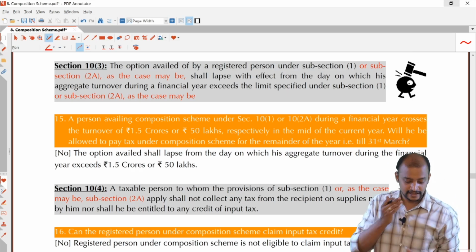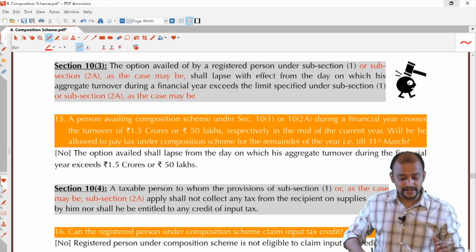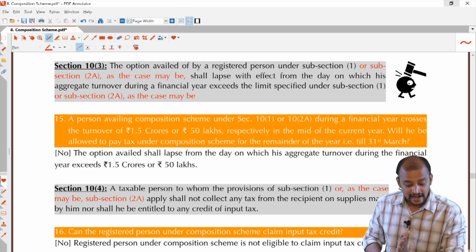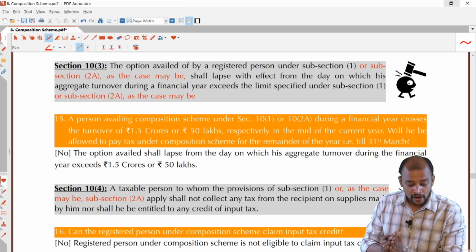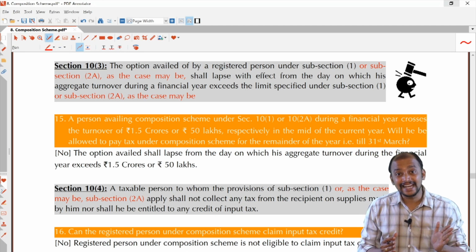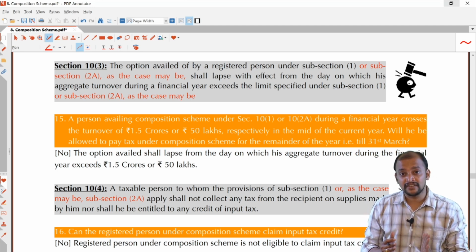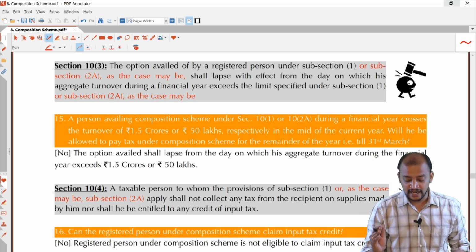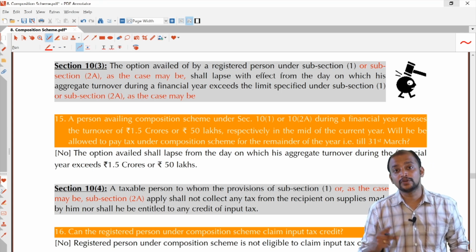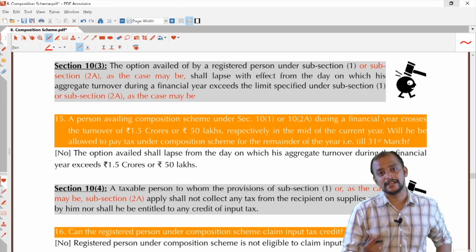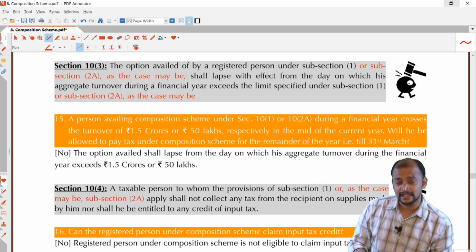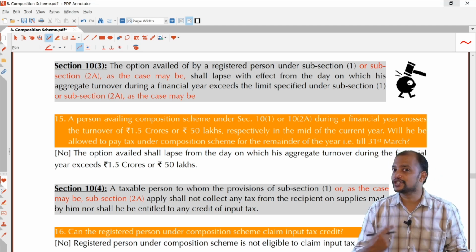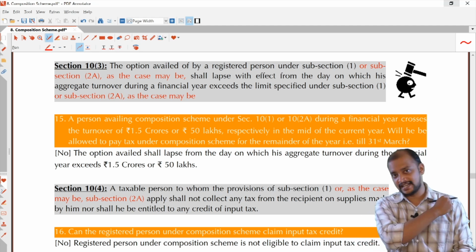See this, again see. The option availed by a registered person under subsection 1 or subsection 2, as the case may be, shall lapse with effect from the date on which his aggregate turnover during the financial year exceeds the specified limit under subsection 1 or 2A, as the case may be. Which means this will create a lot of confusion now to our regular understanding.